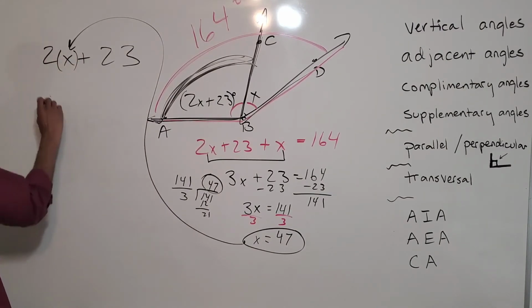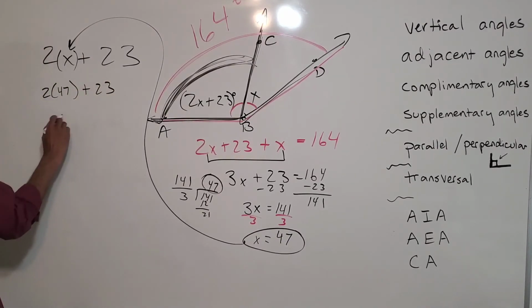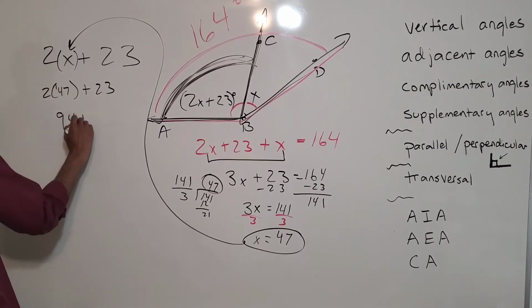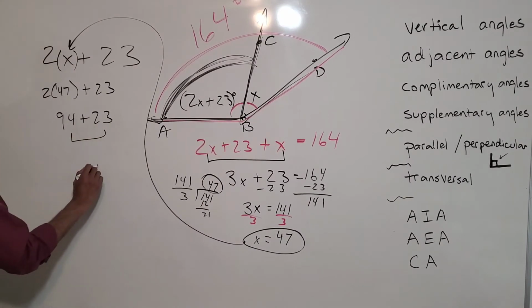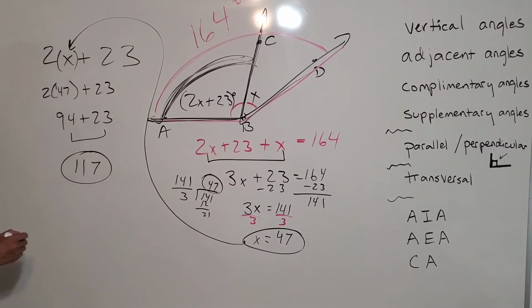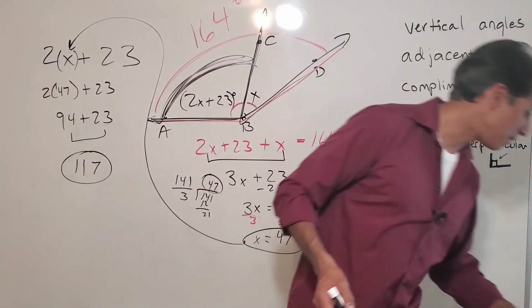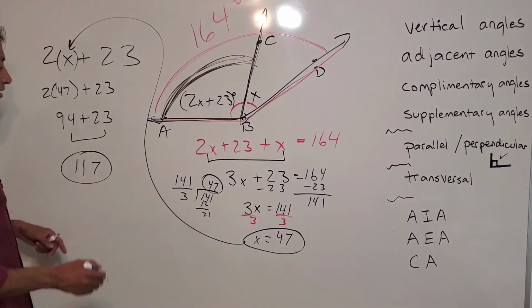2 times 47, what's that? Oh my gosh, 2 times 47 plus 23, what's that? 94 plus 23. Let's combine those and get a 7 and an 11. Hey, 7, 11. 117, okay? So I know that the measure of that angle, let me just double check here, is 117 degrees, and it looks like it is.